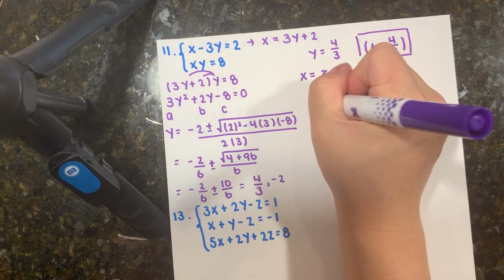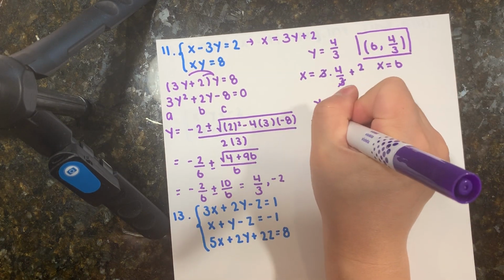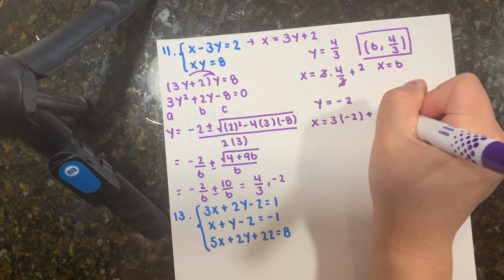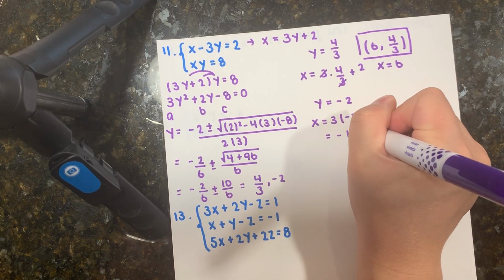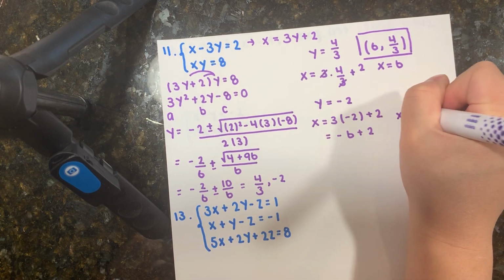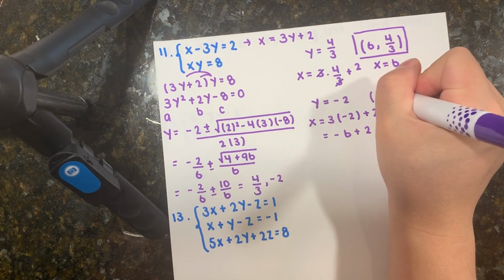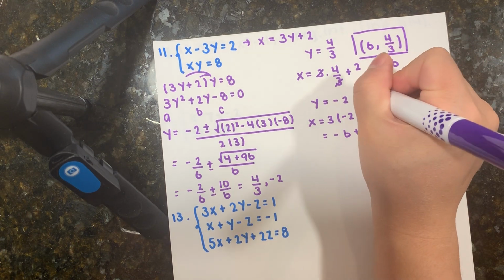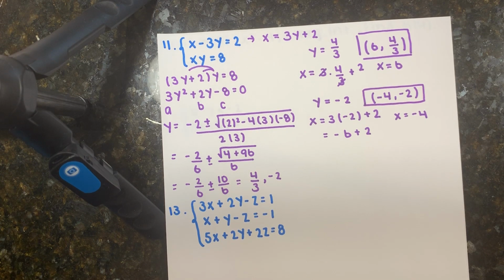Your second answer will be the result when y is equal to -2. So if I plug in -2 in that equation, it would be 3 times -2 plus 2. So -6 plus 2, that means x is equal to negative 4. So remember, your x always comes first, so it would be negative 4, comma, negative 2, which is your y. And those are your two results for number 11.